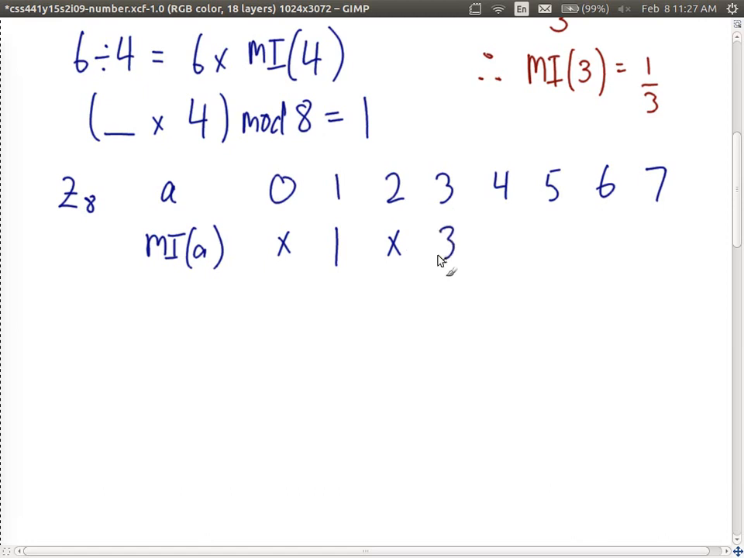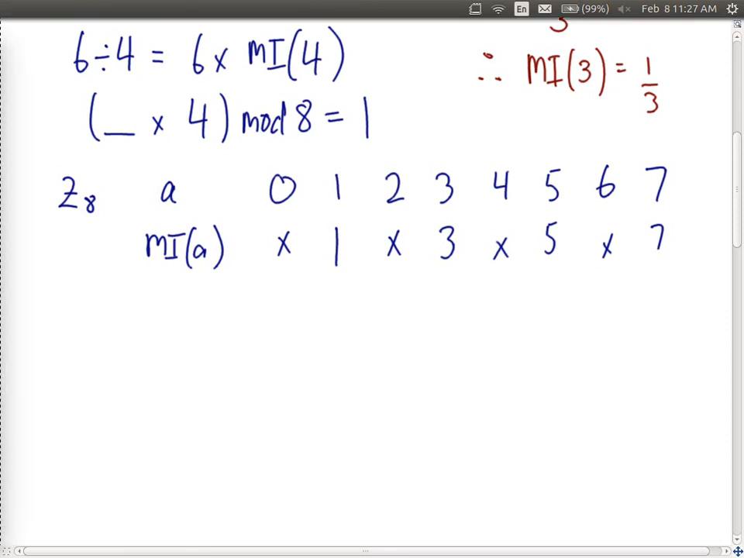3 we saw as itself. 4 we don't have an answer. 5 times 5, mod 8 is 1. 6 won't work when we mod 8. 7 times 7, mod 8 is also 1. In Z8 it turns out 1, 3, 5 and 7 are multiplicative inverses of themselves. But it's not always the case.